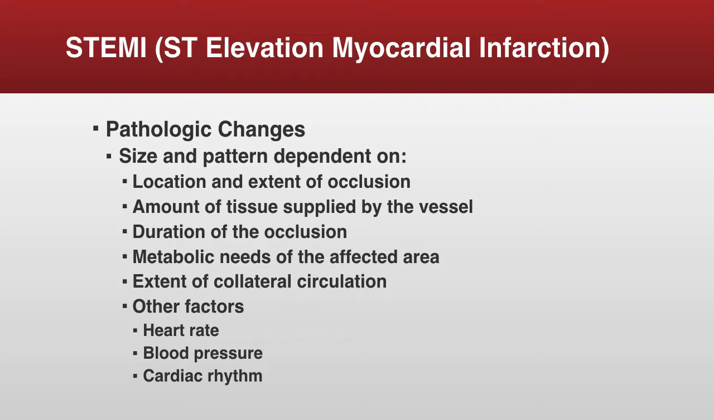The other things that we look at is the extent of collateral circulation. Like I was just saying, if it was one of the little collateral vessels, then there's another one that's probably close enough to supply that area. But if we're looking at the main artery coming to all of those little collateral vessels, then there's not going to be any collateral area there.